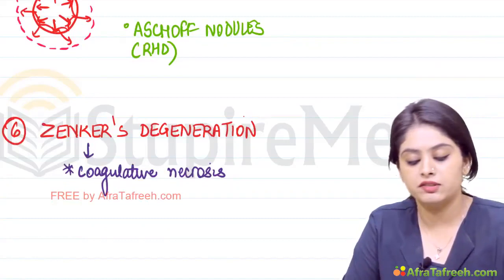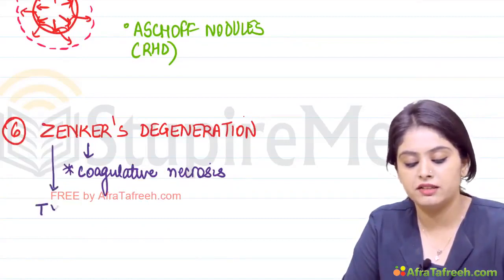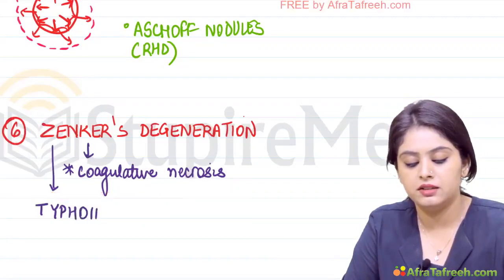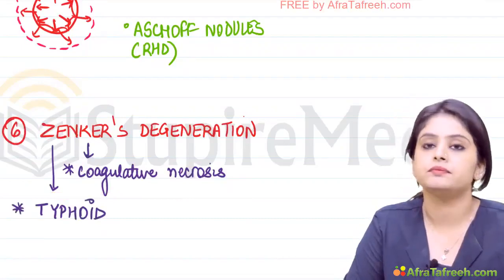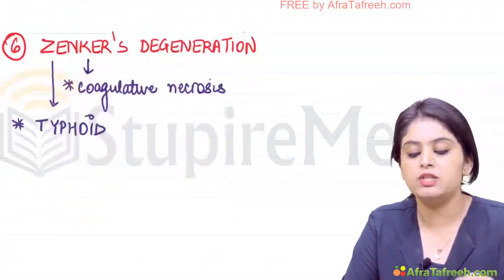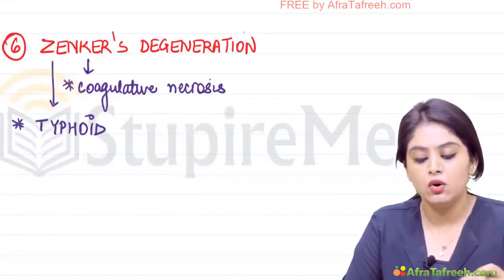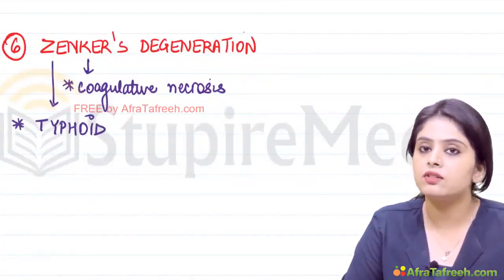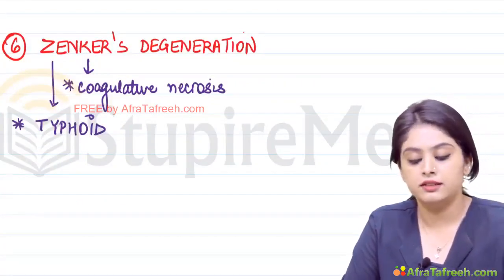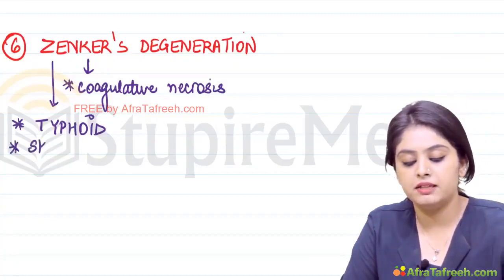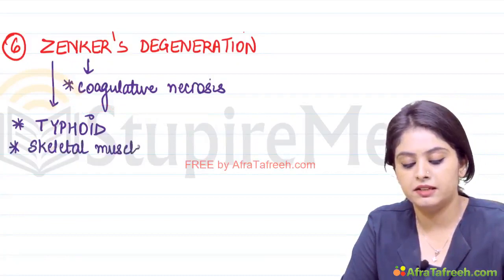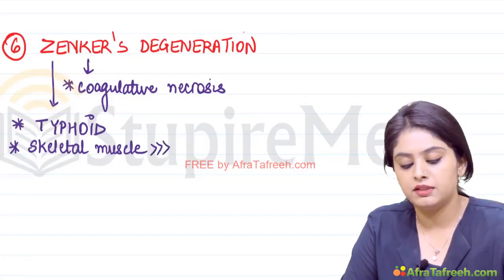Why is it special? Because this is the necrosis that is seen in certain infections like typhoid. Patients of typhoid will show Zenker's degeneration, or you can say coagulative necrosis, where this is seen primarily in the skeletal muscle. Sometimes it can also be seen in the cardiac muscle.